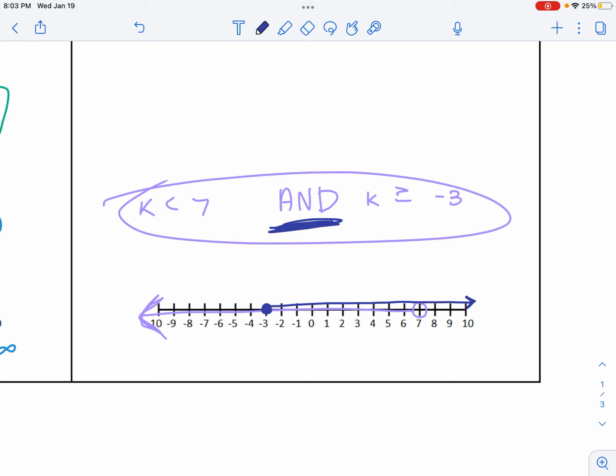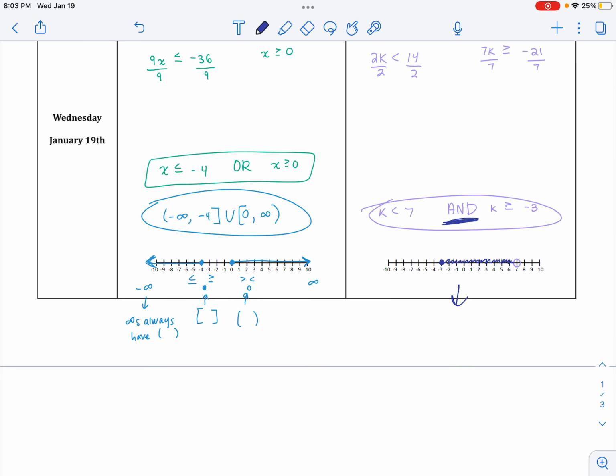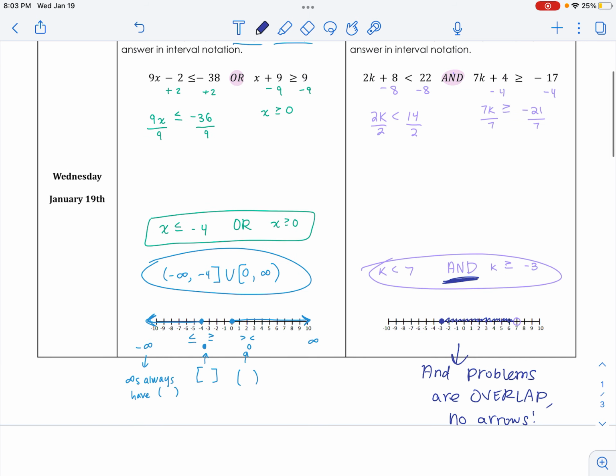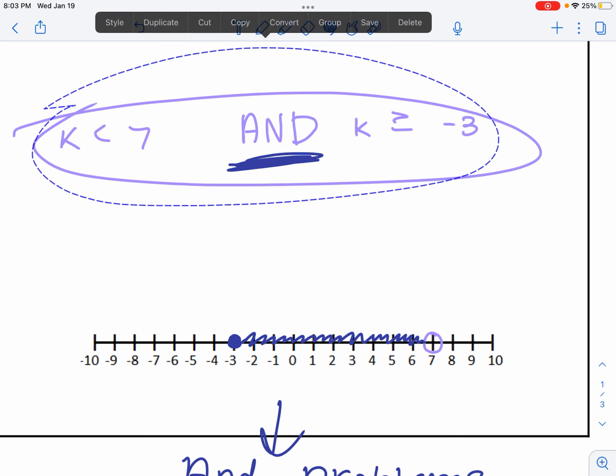So what I do instead is I actually have to shade the middle of this graph and say, okay, where do those colors overlap, and get rid of those arrows. So what you should write for yourself right now is, on AND problems, AND problems are overlap. So overlap means no arrows. All right, so see how an OR problem has a gap in the middle and it uses a union to describe it. The AND problem does not have that. It's an overlap, okay? So let's discover how this would look in interval notation.